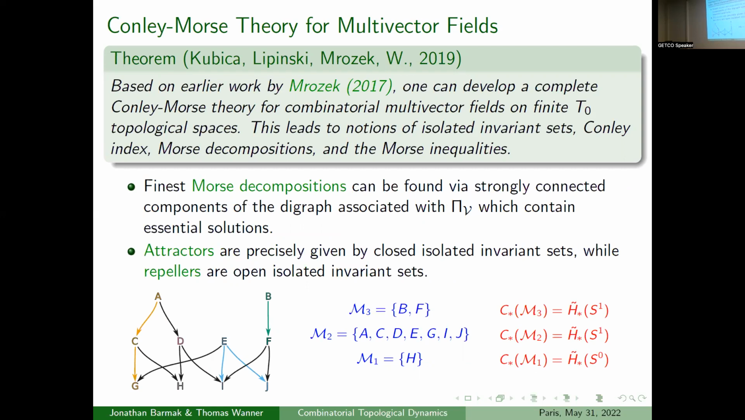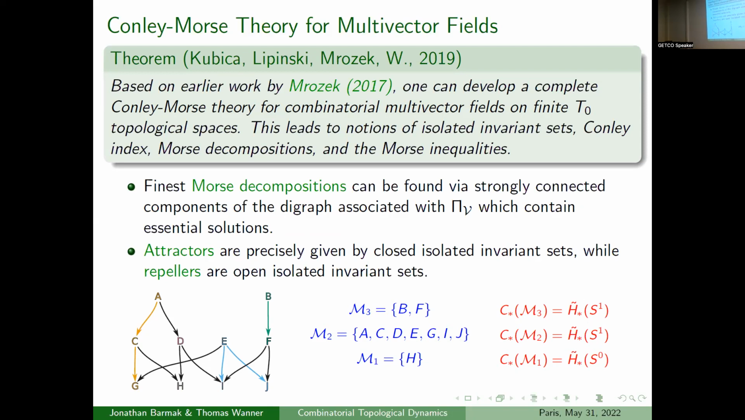We can talk about Morse decompositions in the same way. You can still find them as easily as you find them in the Forman setting. You basically look at the associated digraph and find the strongly connected components. The only thing that we need to do in addition is we only pick out the strongly connected components that actually support essential solutions. If you do that, you get your finest Morse decomposition.